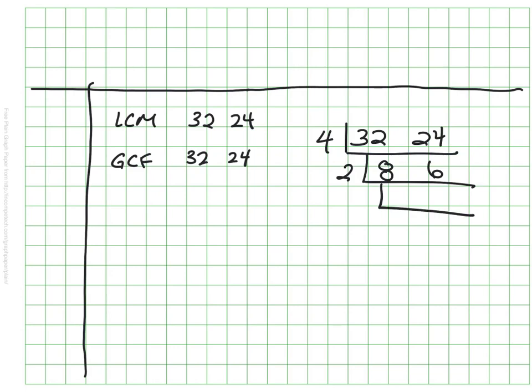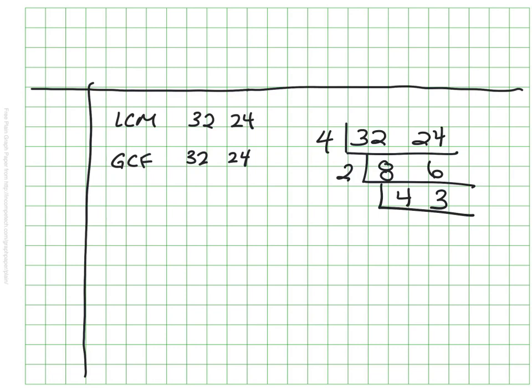And 8 divided by 2 is 4. 6 divided by 2 is 3. Right? And I know I've kind of hit the end of the line there. 3 is a prime number, so it can't go any further, and 4 can't be divided by 3 either, so that's as far as we're going to go.